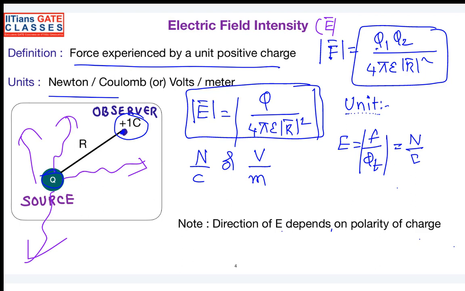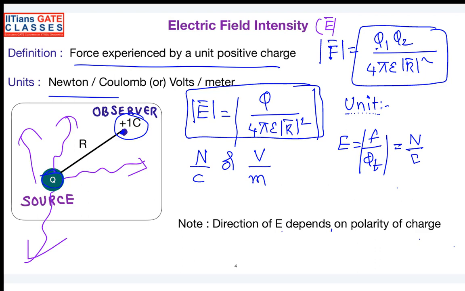Yes, sir. Yeah. This source and observer, if you clearly understand, the direction part is very, very easy. So source is the point where the original charge is located, and observer is the point where you are finding the electric field intensity. What is the position where you are placing the 1 Coulomb charge? That is nothing but your observer. So you can see the note here, the direction of electric field intensity purely depends upon the polarity of the charge, right? We'll see what is the direction right now. The next slide.